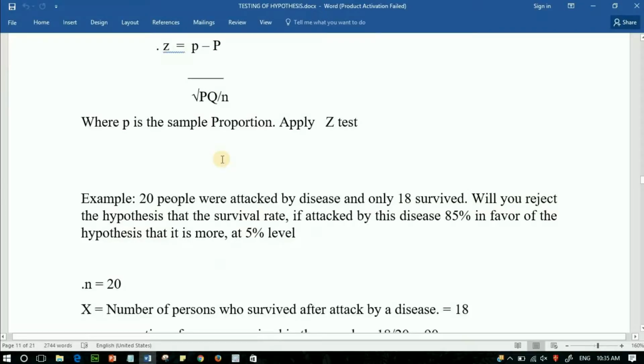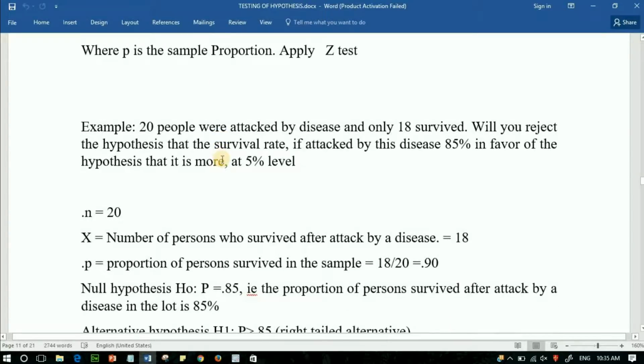To understand this, we can discuss a simple problem. 20 people were attacked by a disease. Only 18 survived. Will you reject the hypothesis that the survival rate, if attacked by this disease, is 80% in favor of the hypothesis that it is more, at 5% level of significance? 20 people, that is n is equal to 20. So here x, the number of persons who survived after attack by the disease, is given as 18.